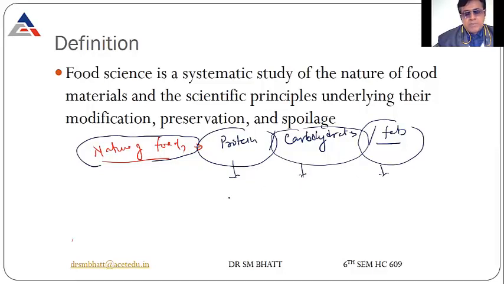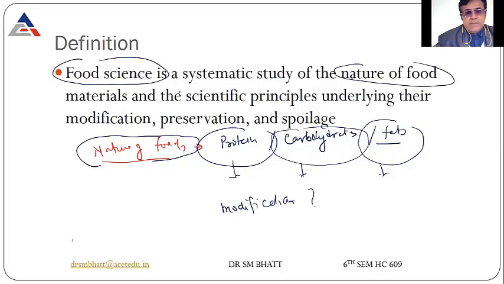You cannot save them from the spoilage, so their proper modification is essential. And whatever the scientific principle is applied, that is studied under the food science. So food science is a systematic study of nature of food material and the scientific principle.